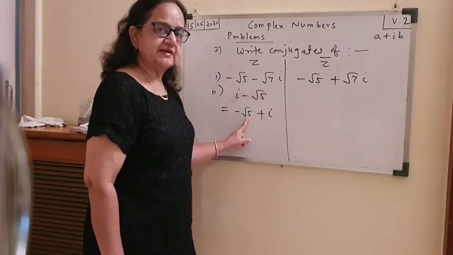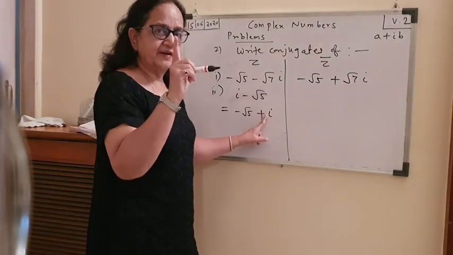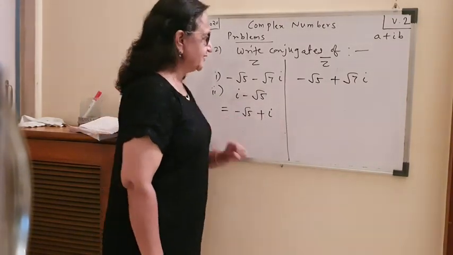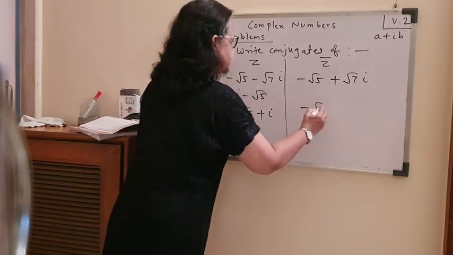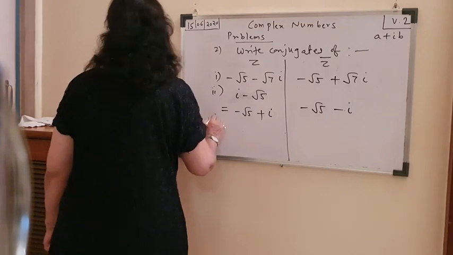So what is the real part here? Minus root 5. What is the imaginary part here? 1. The coefficient of i is 1. Now write the conjugate. The real part does not change. I change the sign. Okay. Then one more, number 3.